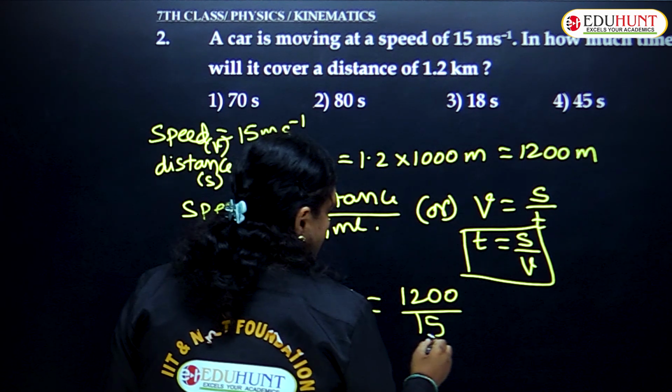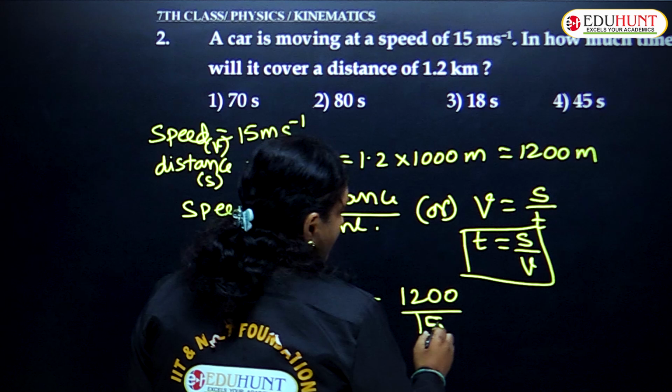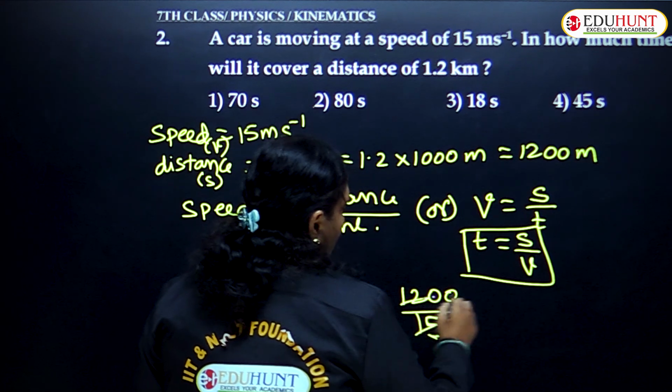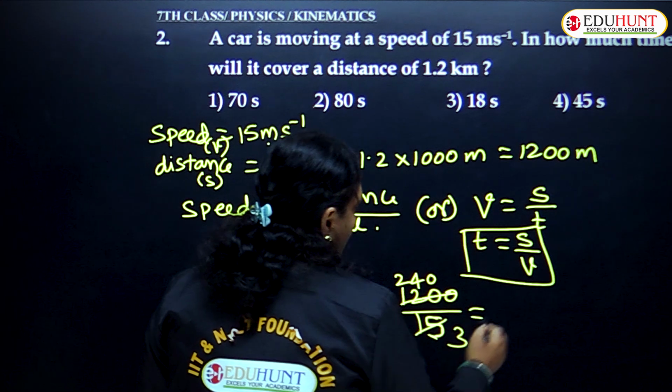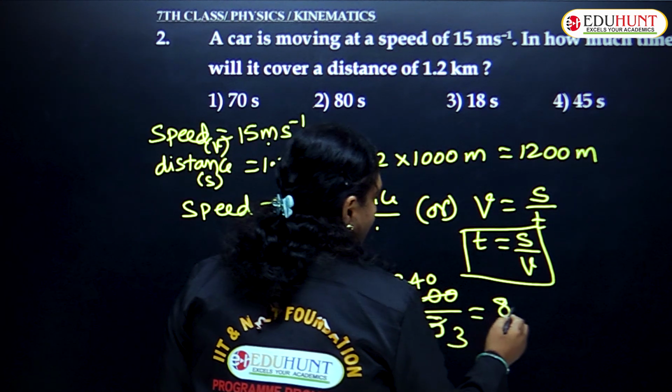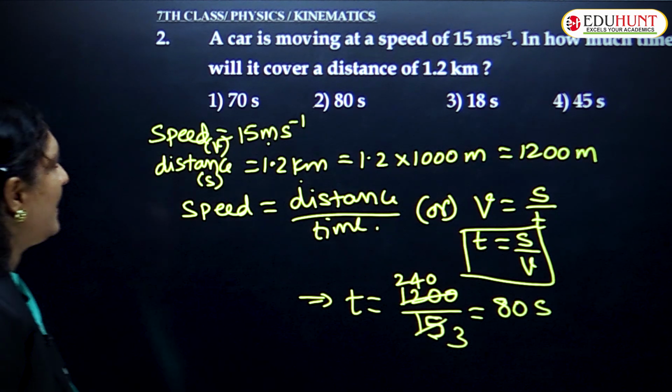After further simplification, how much are you getting, children? Here 5 threes are 15, 5 twos are 10, 5 fours are 20 and 0. So 8 threes are 24, giving 80 seconds. So what is your final answer?